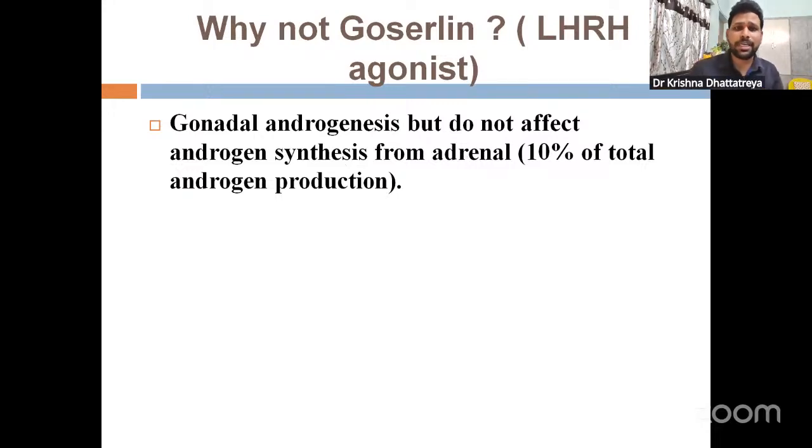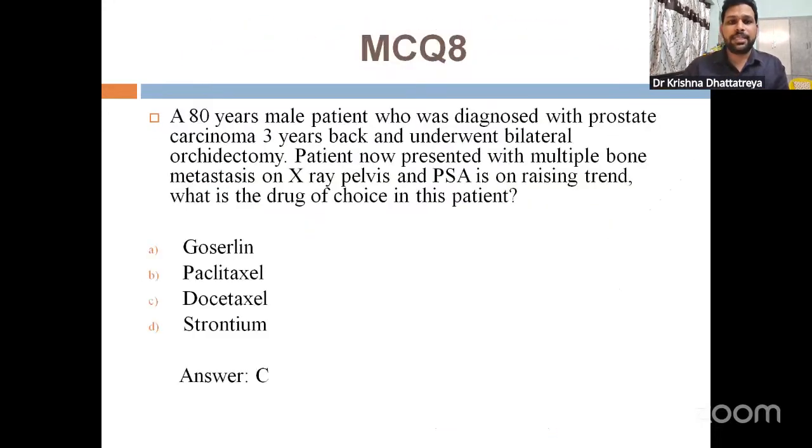So why not goserelin in this patient? See what happens is that goserelin will act upon the gonadal testosterone only. In this patient, a bilateral orchidectomy was already done. That means there is no gonadal source of testosterone. The only source in this patient is the adrenal gland. So goserelin will act only on the gonadal testosterone, so goserelin cannot be used. Paclitaxel, no. Only docetaxel is the treatment of choice.